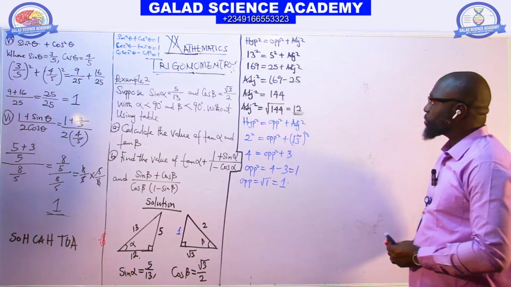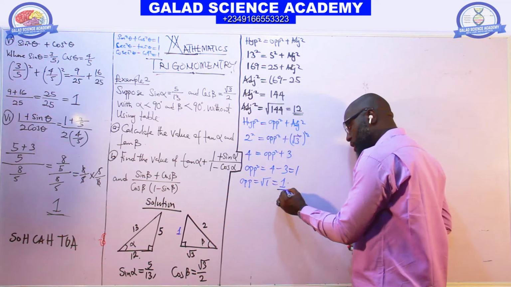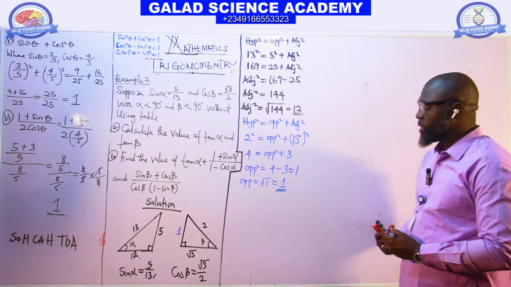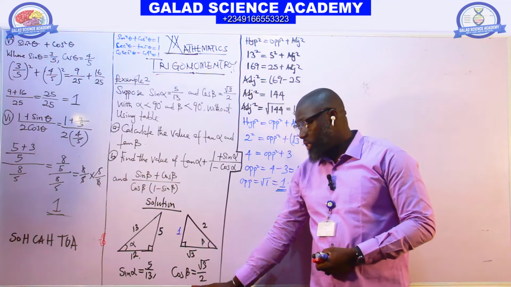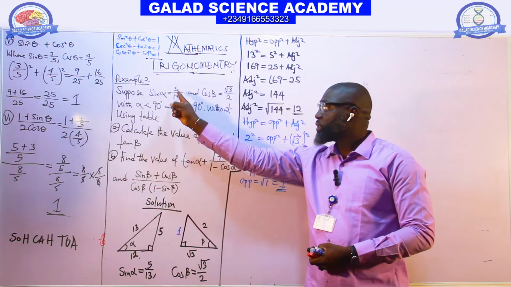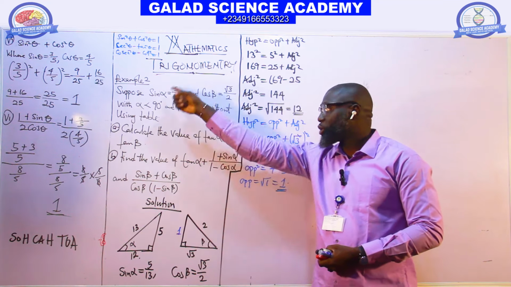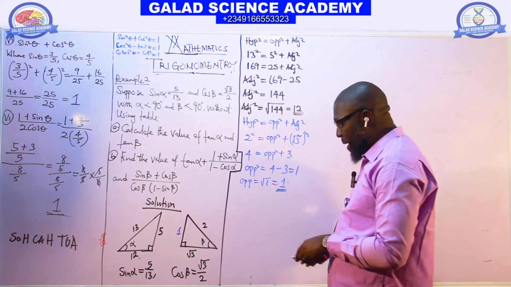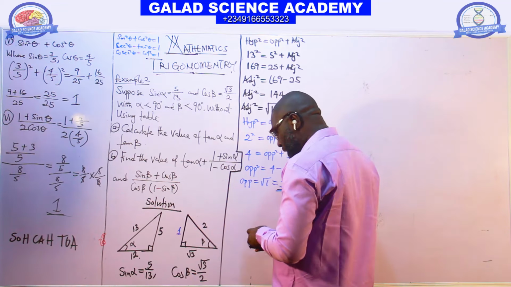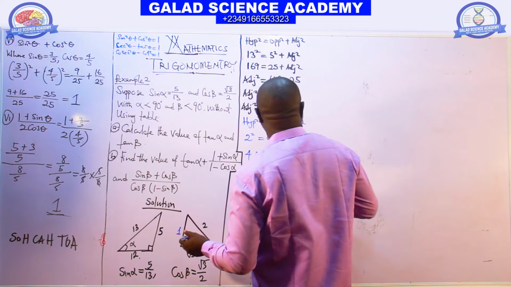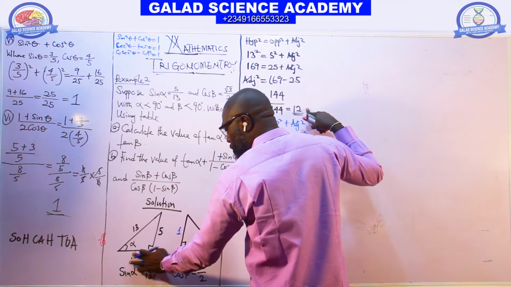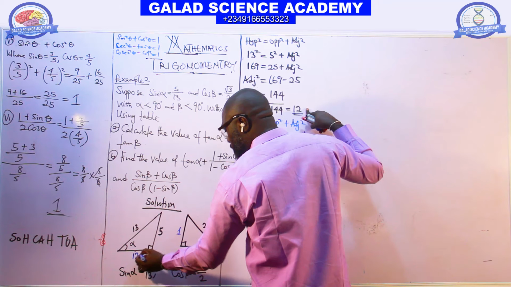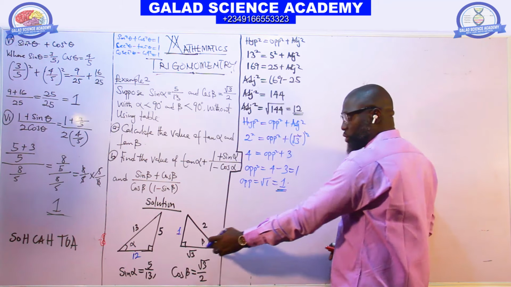So we are done with this. I said, whenever you are given a question like this, where you are given sine and cos, you will find the third side. By finding the third side here, let me use the blue marker here too. I got 12 here. So the third side for this one is 12. How did we get it?